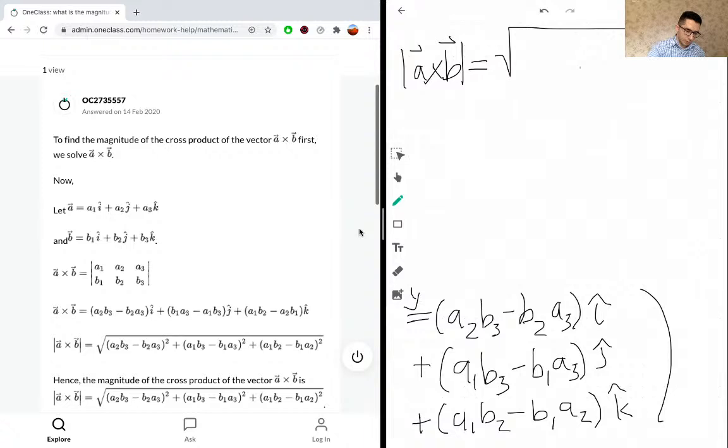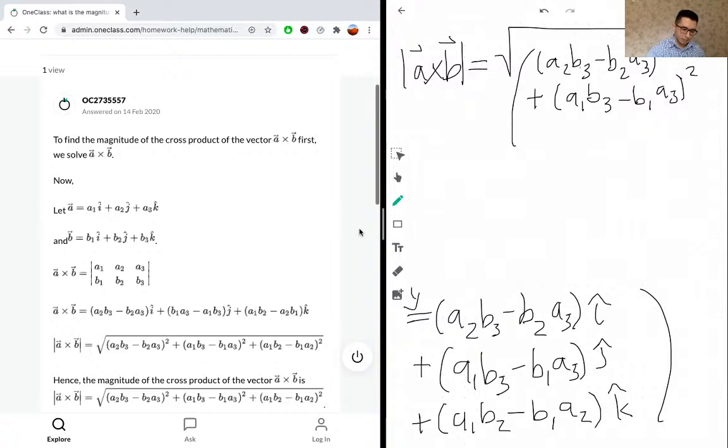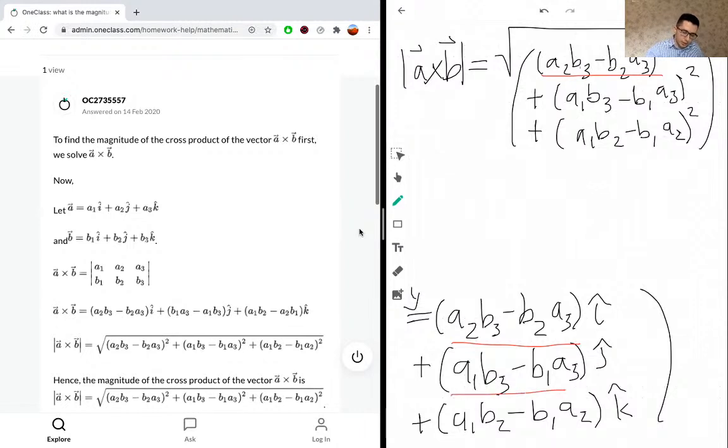So this is all underneath the square root, and I'll put it in a large bracket. The first part is A2 B3 minus B2 A3, and this is the first component squared. And then we add on A1 B3 minus B1 A3 squared, and then we add on A1 B2 minus B1 A2 squared. So I essentially just took the x component and used it up here and squared it, and then the y component, and then the z component, each squared.